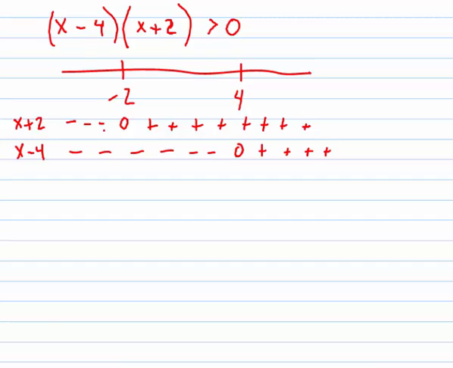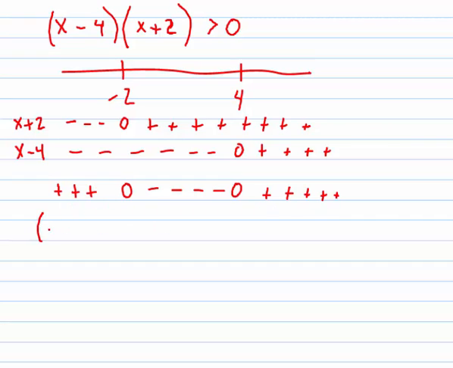Okay, now the product, negative times negative is a positive. Right, this times this, the product is positive there, it's 0 here, it's negative in this region. Now we have a positive times a negative. 0 times a positive is 0, and then it's positive in this region. Okay, so that's our product, and when is it greater than 0? In this region and in this region.